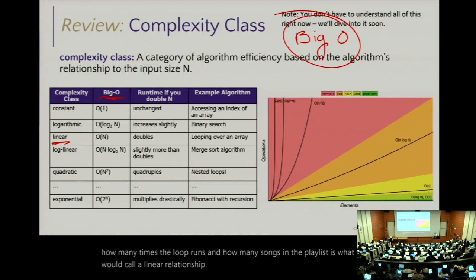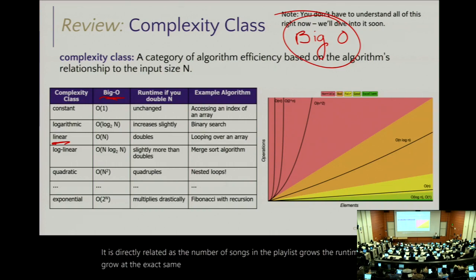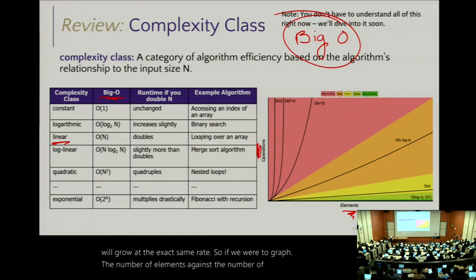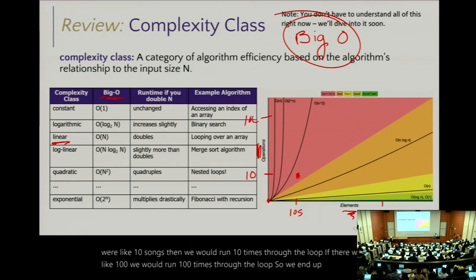It is directly related. As the number of songs in the playlist grows, the runtime will grow at the exact same rate. So if we were to graph the number of elements against the number of operations, if there were 0 songs in the list, it would take 0 time because it would iterate 0 times. If there were like 10 songs, then we would run 10 times through the loop. If there were like 100, we would run 100 times through the loop. So we end up with this type of linear structure.